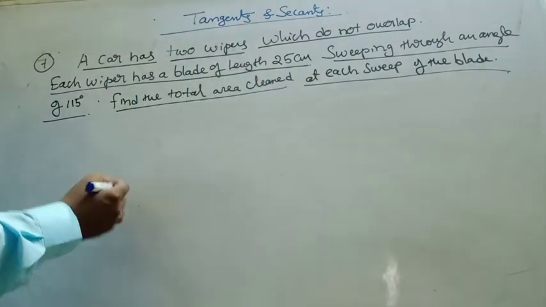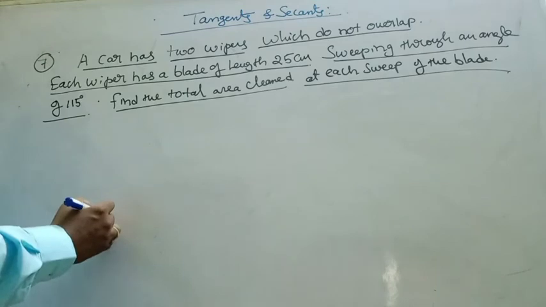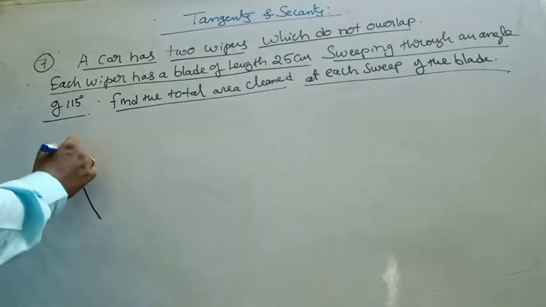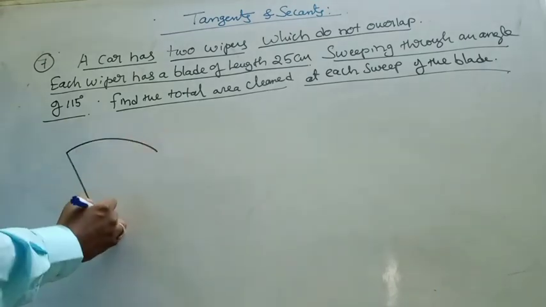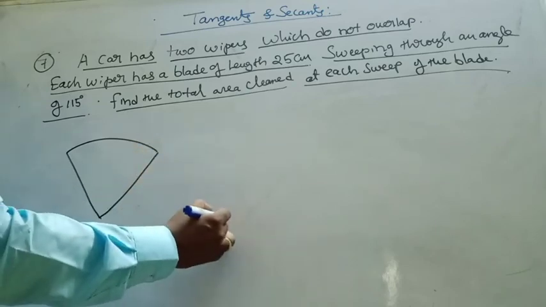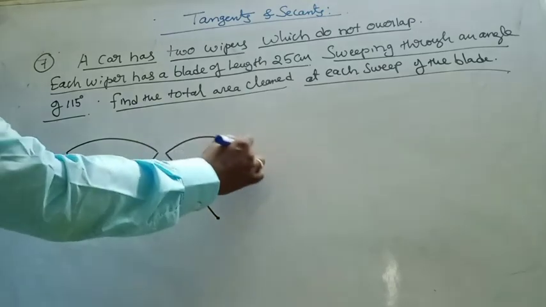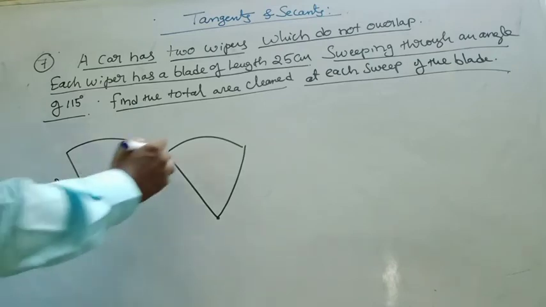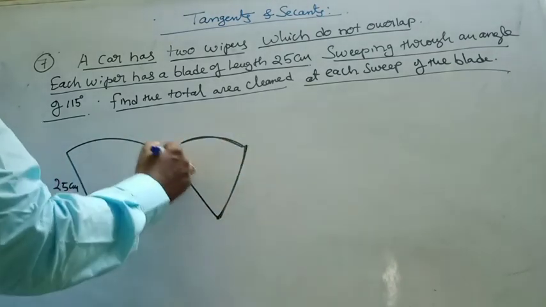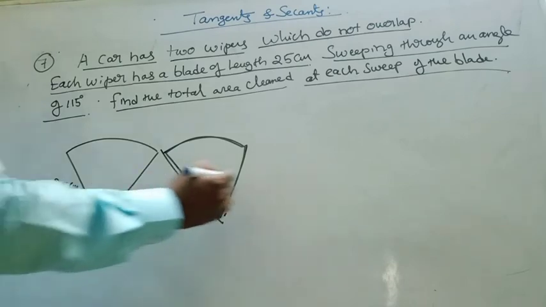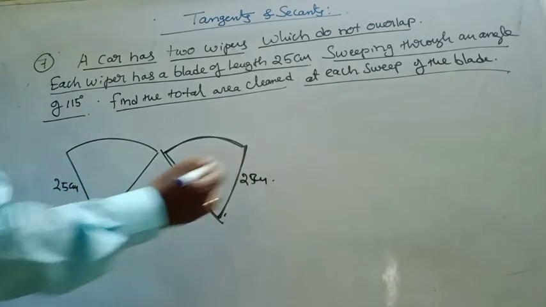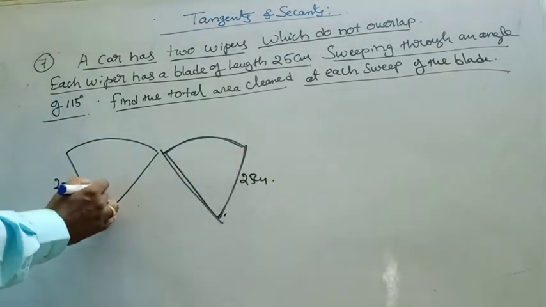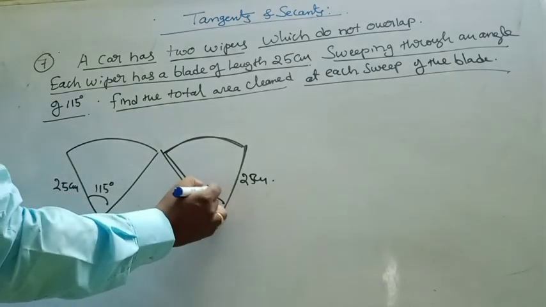You see, my dear students, it is having two wipers. They sweep like this. This is one wiper, and they do not overlap each other. This is another wiper. They have given that the blade length is 25 centimeter. This is just a rough diagram. This is also 25 centimeter, and the angle is 115 degrees. This is 115 degrees, and this is also 115 degrees.